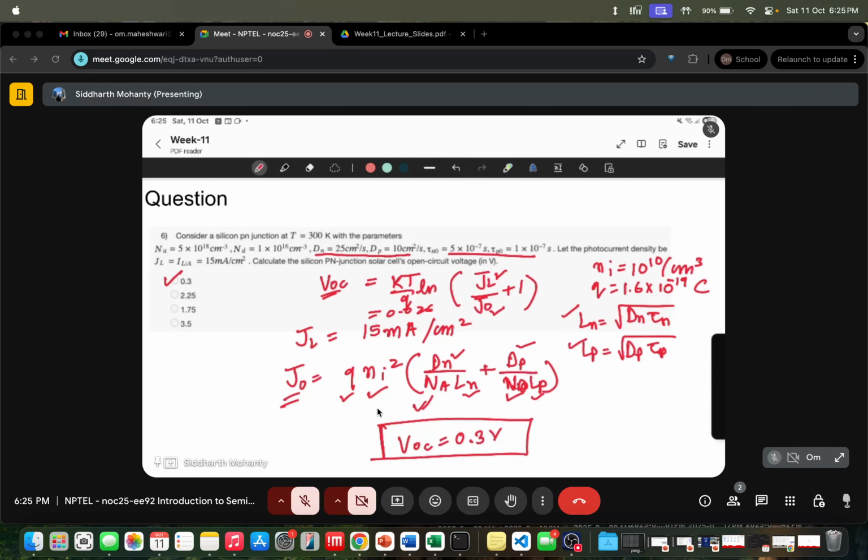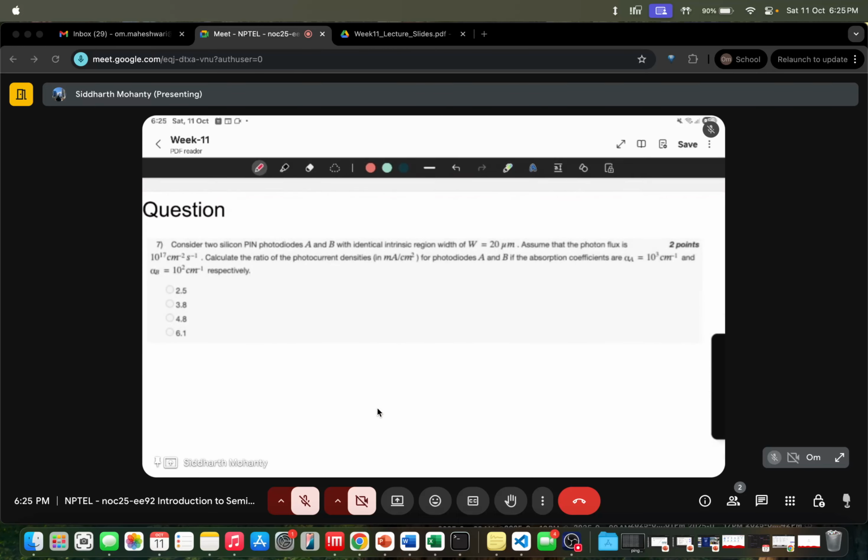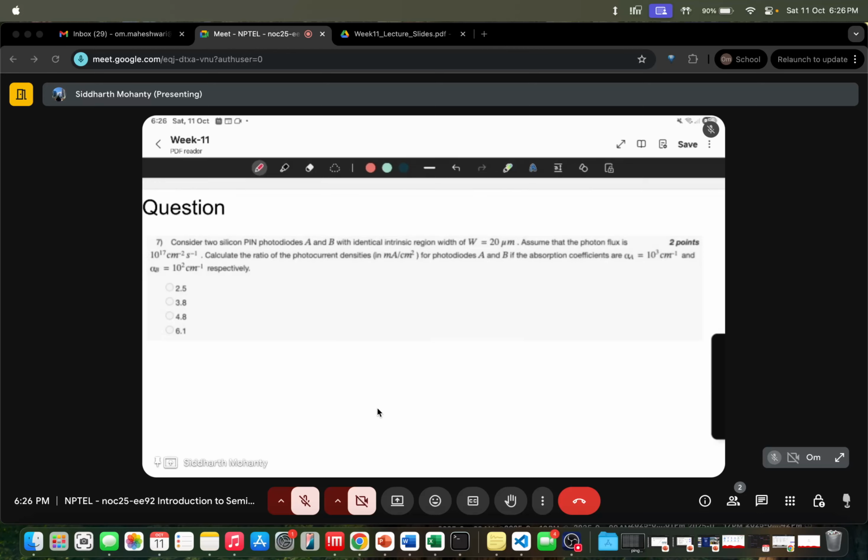Okay, let's see the next one. Consider two silicon PIN diodes A and B with identical intrinsic region width W of 20 micrometer. Assume the photon flux is 10 to the power 17 per centimeter square per second. Calculate the ratio of photocurrent densities in milliampere per centimeter square for photodiodes A and B. The absorption coefficients are alpha A is 10 to the power 3 per centimeter and alpha B is 10 to the power 2 per centimeter respectively. So find the ratio of photocurrent densities. Attempt this, then we'll solve this.